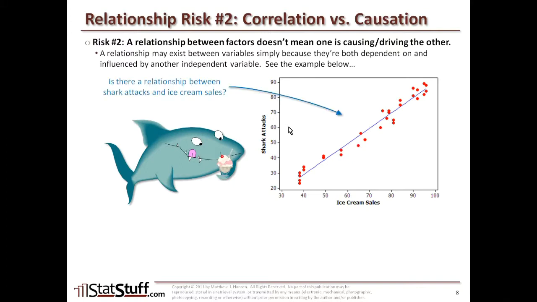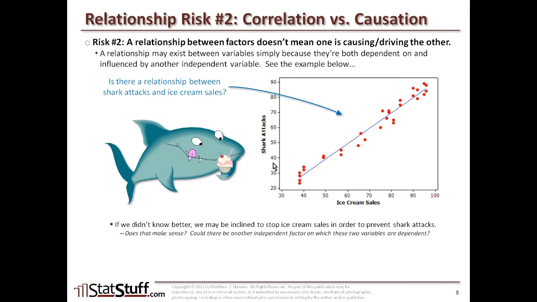So, is there a relationship between shark attacks and ice cream sales? Well, that would sound kind of crazy. If we didn't know any better and didn't question that, we might be inclined to stop the ice cream sales so that we can prevent shark attacks. Again, that assumes causation between them. Since it doesn't make sense, we should ask ourselves, is there another independent factor on which these two variables, shark attacks and ice cream sales, are really dependent?